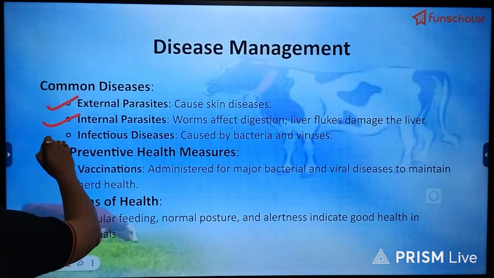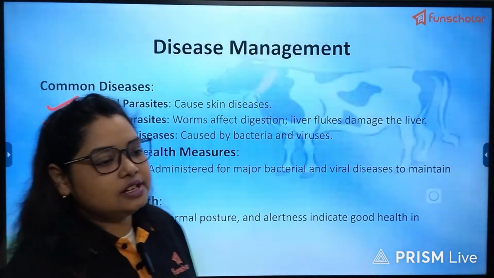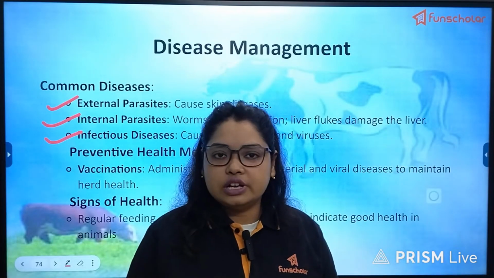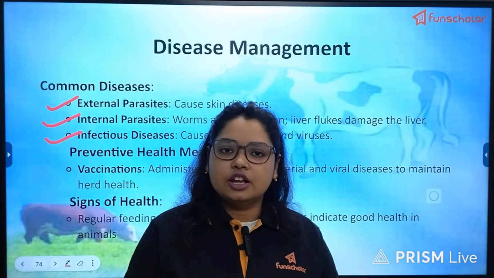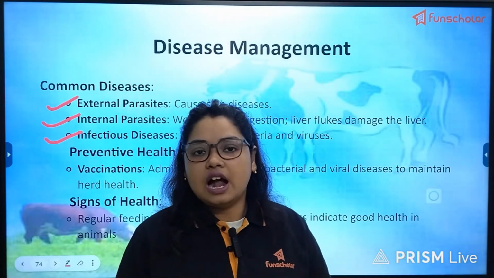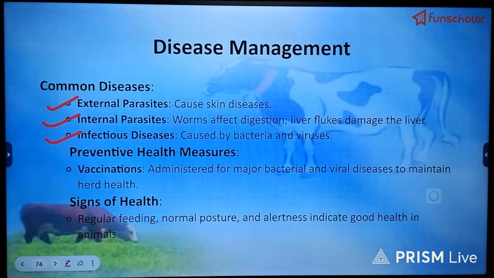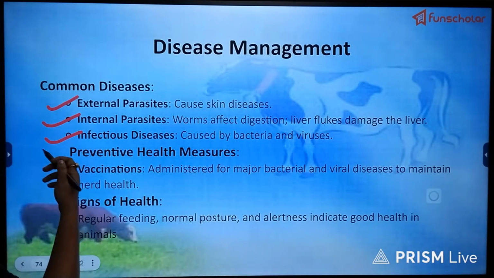And infectious diseases are caused by bacteria and viruses which spread from one sick animal to another healthy animal, and for this category isolation of the animal is very necessary. That means the animal which is sick should be isolated and kept in a different area until it recovers from its poor health. Then how can we prevent such diseases? By vaccinations against major bacterial and viral diseases which can happen to cattle.